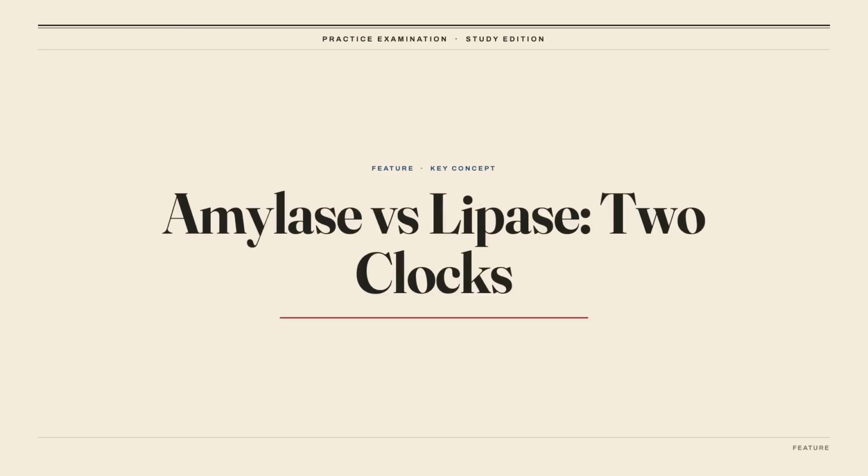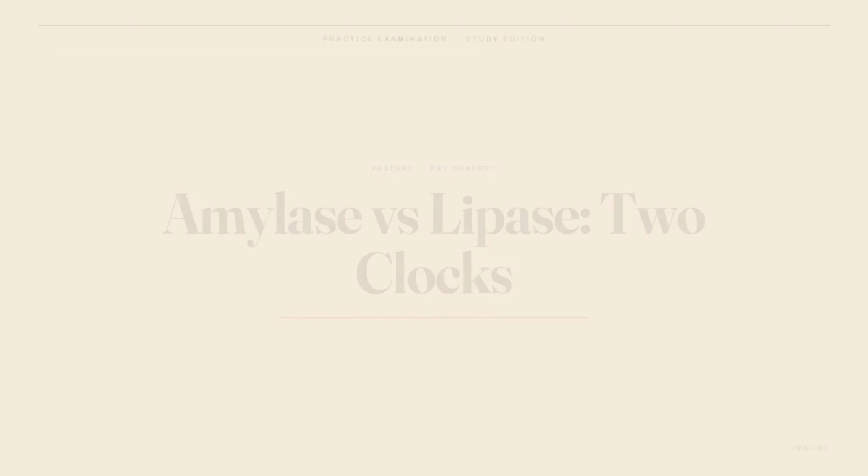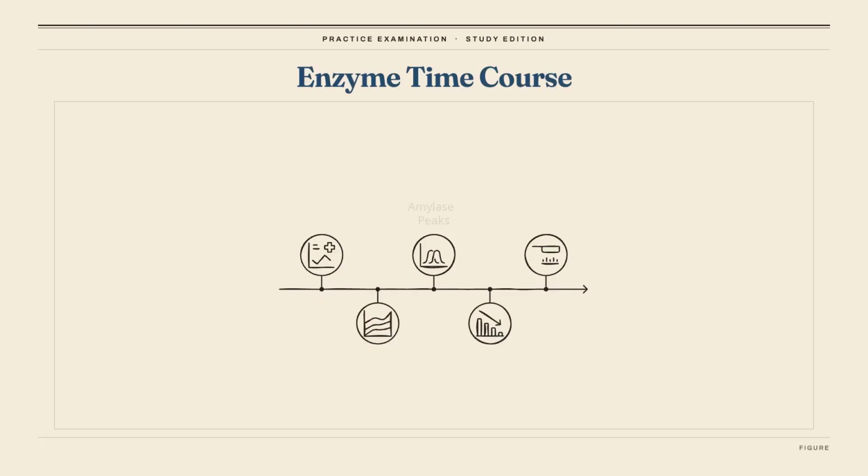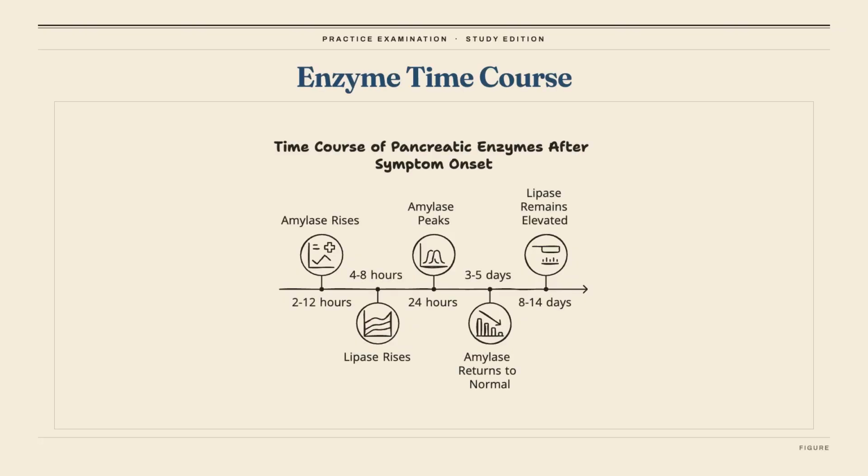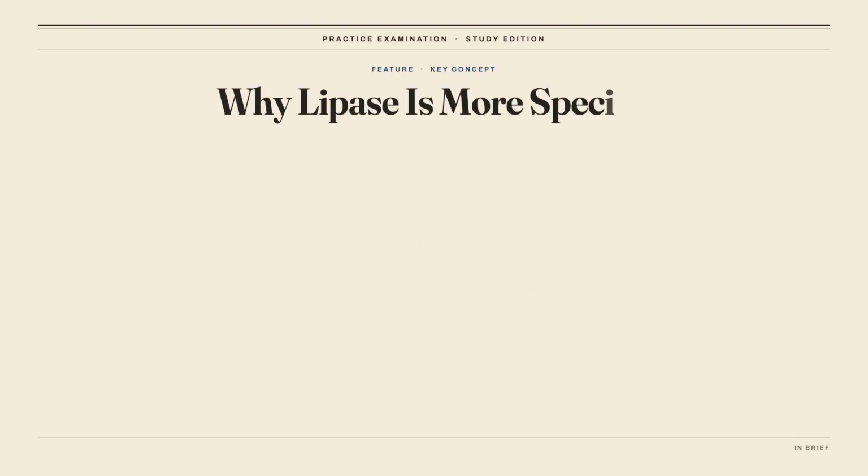Amylase and lipase test for the same disease, but they aren't redundant. They differ in two key ways: how long they stay elevated and how specific they are to the pancreas. Amylase spikes early and clears within 3 to 5 days, while lipase stays elevated for 8 to 14 days. A patient who waits 5 days before seeking care may show a normal amylase alongside a still diagnostic lipase.